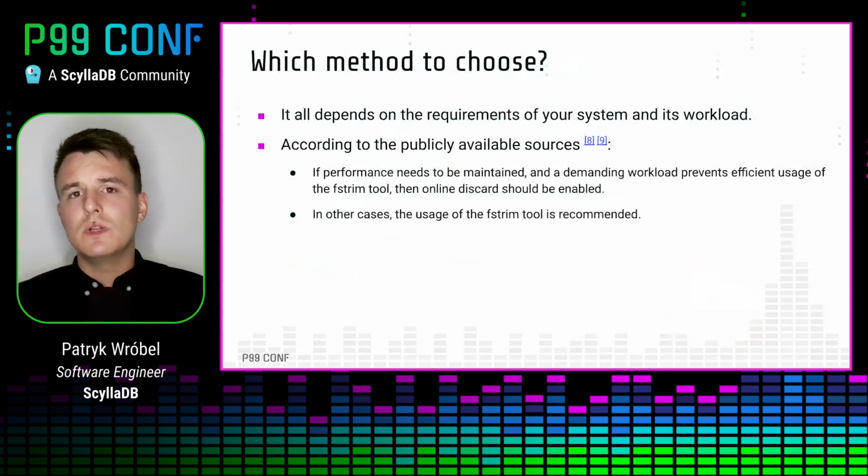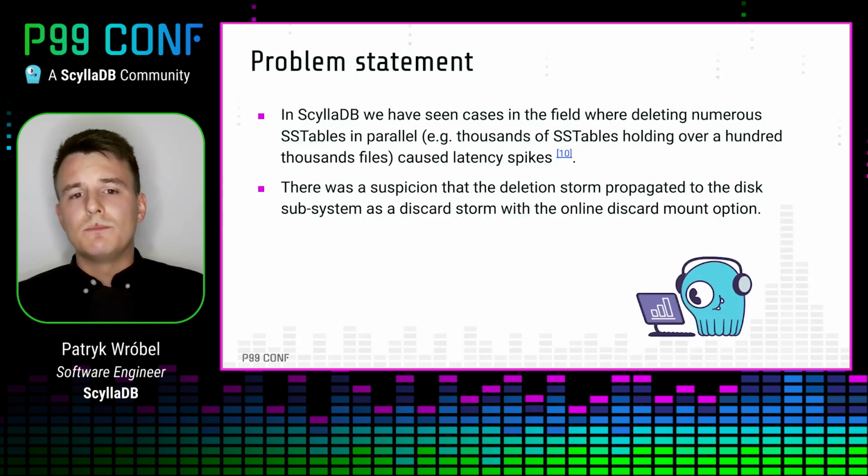Which method to choose? Well, as usual, it depends on the requirements for your system and for your workload. Basically, if some demanding workload is running in the system and it prevents an efficient usage of the fstrim tool, then the online discard mount option should be used. In all remaining cases, perhaps you want to use the fstrim tool.